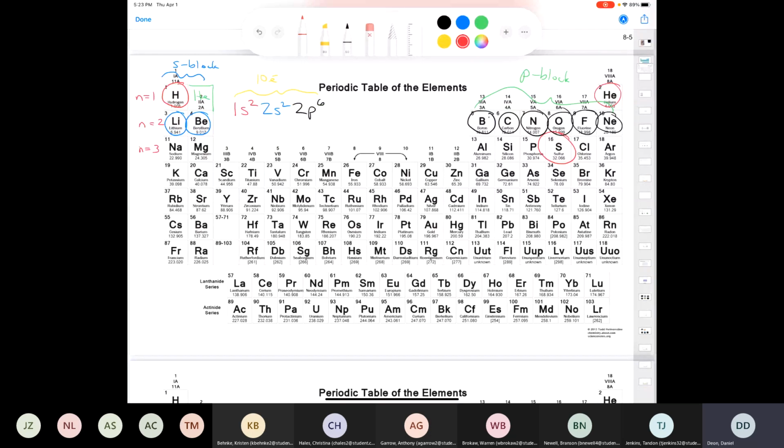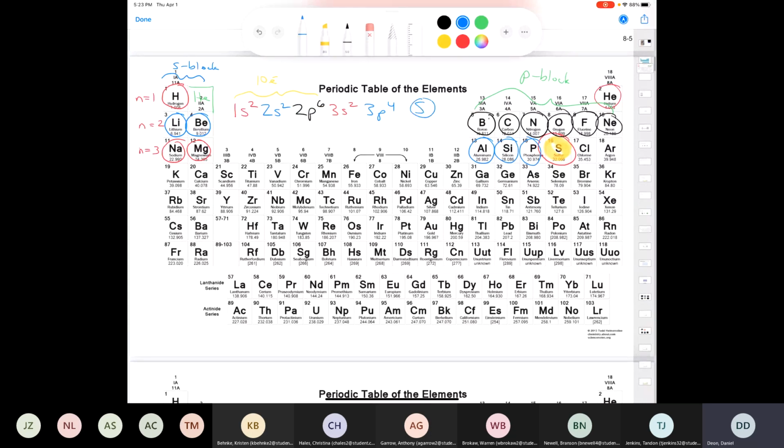Now we're going to go down here. We've got 3s1, 3s2. We come back over here. We've got 3p1, 3p2, 3p3, 3p4. And there you go. We have 3p4, and that is the electron configuration of sulfur: 1s2, 2s2, 2p6, 3s2, 3p4.